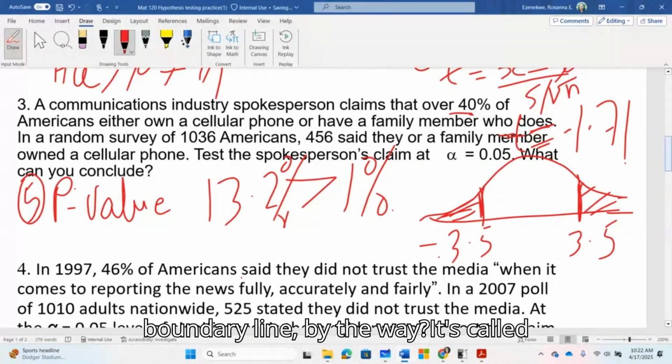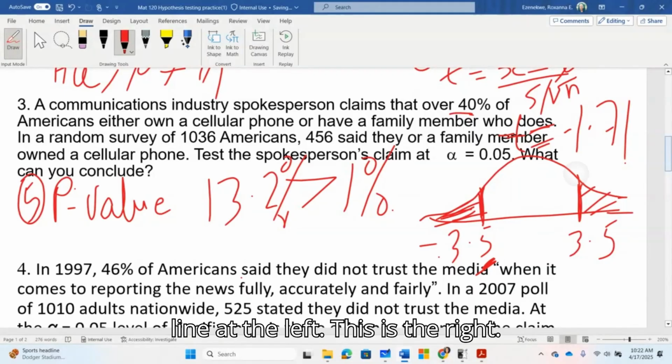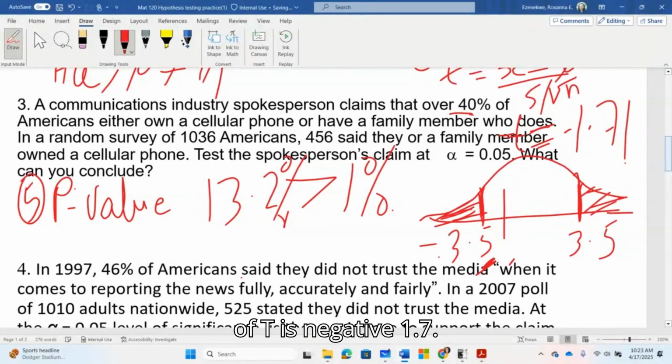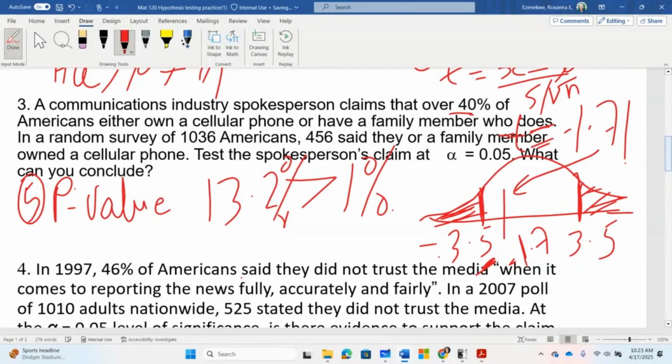What do I mean by the boundary line, by the way? It's called the boundary line because the rejection region starts from here. This is the value that starts the boundary line at the left. This is the right. Okay, but I calculated the test statistic and it fell into the acceptance region. The value of t is negative 1.7. Negative 1.7 is inside the acceptance region. That's negative 1.7 right here. Therefore, according to the test statistic, I will accept the null hypothesis.